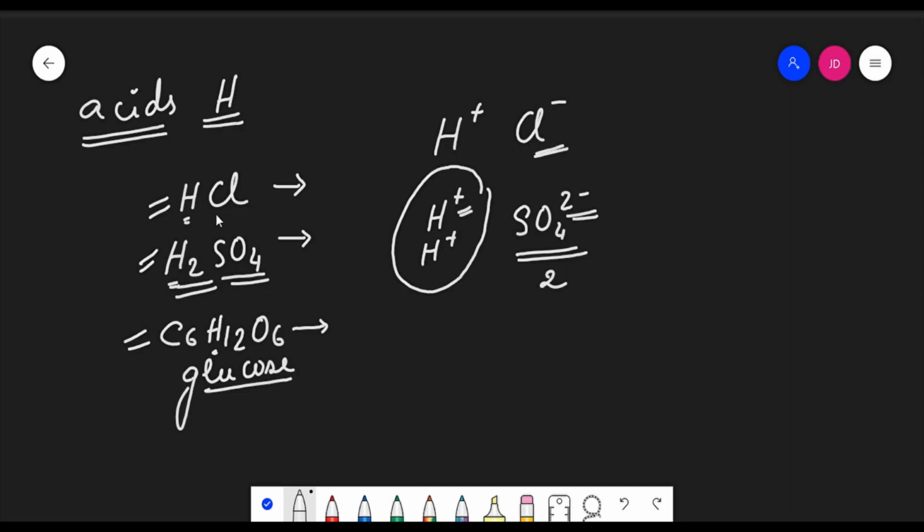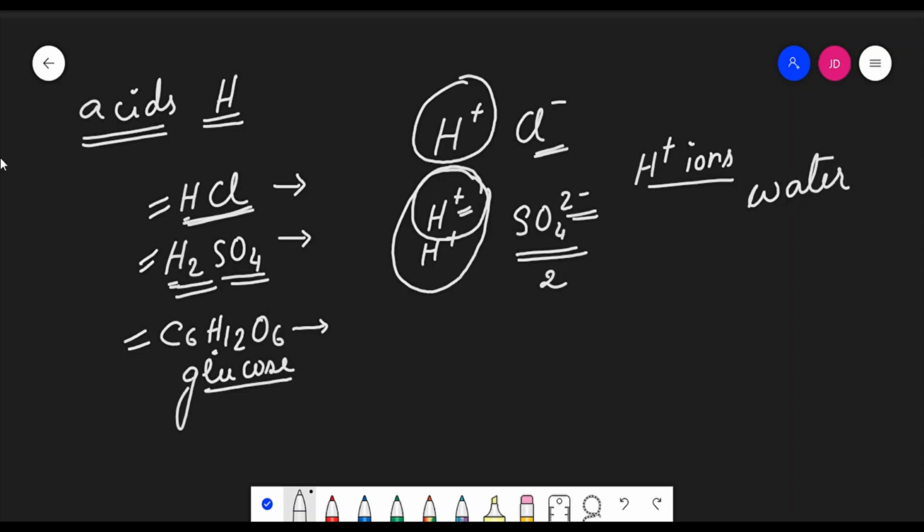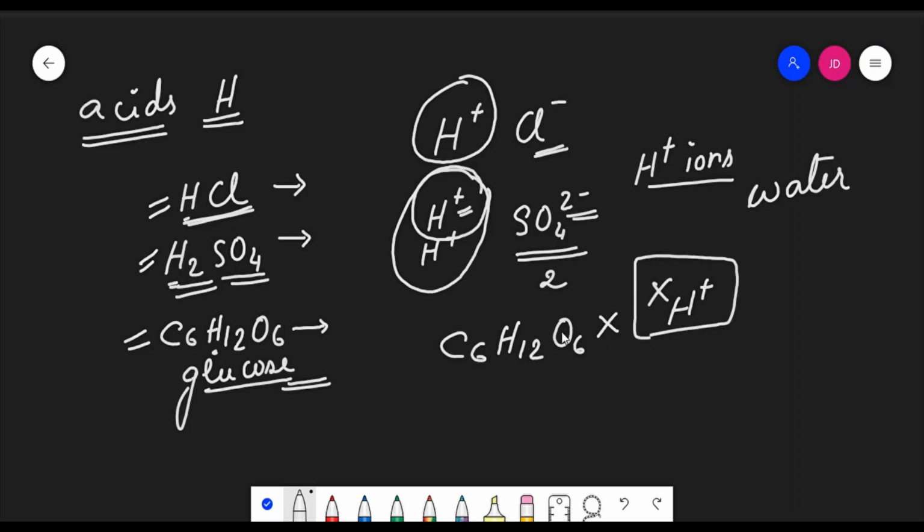So what we see is HCl can release H plus ions. H2SO4 can release H plus ions. When do they produce ions? When dissolved in water. However, our glucose cannot break down. When you dissolve it in water, it will remain C6H12O6 and it will not break down. As a result, no H plus will be produced. So we say glucose is unable to produce H plus.